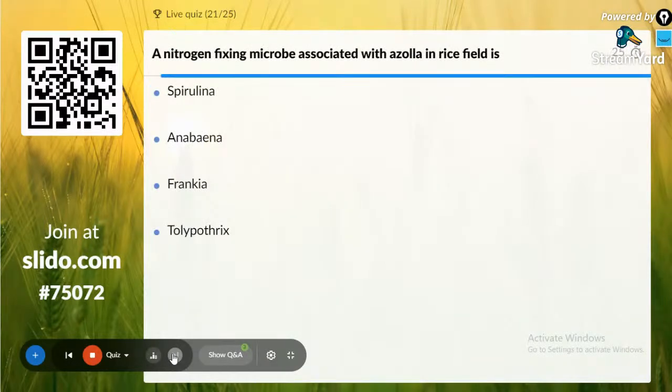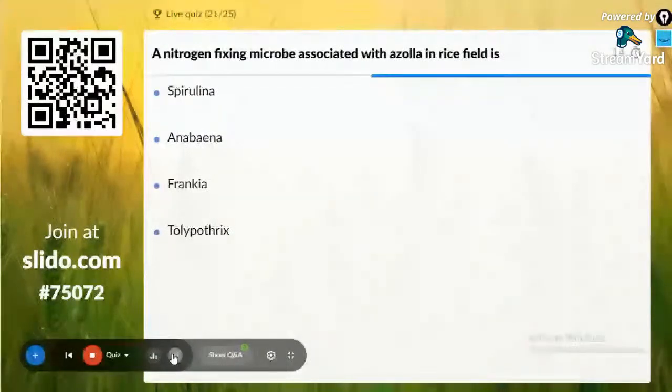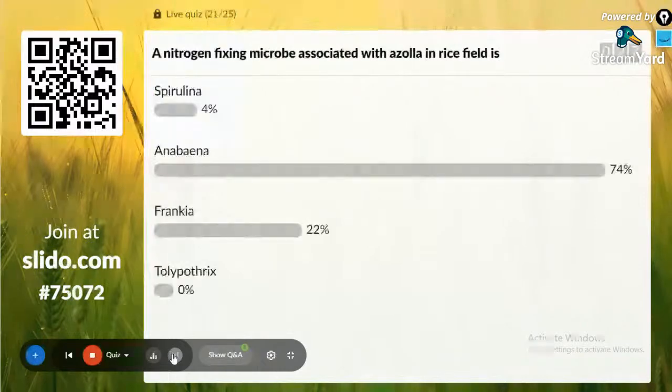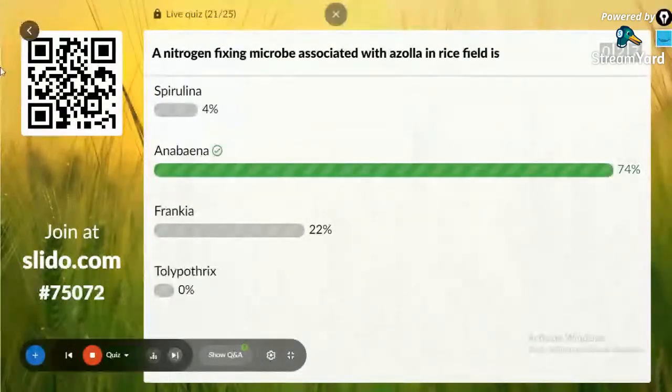A nitrogen fixing microbe associated with azolla in rice field is Spirulina, Anabaena, Frankia, Tolypothrix. Nitrogen fixing microbe associated with azolla in rice field is Tolypothrix. Yes, 74% of you guys with the right answer. I could see 27 people doing the quiz right at the moment.